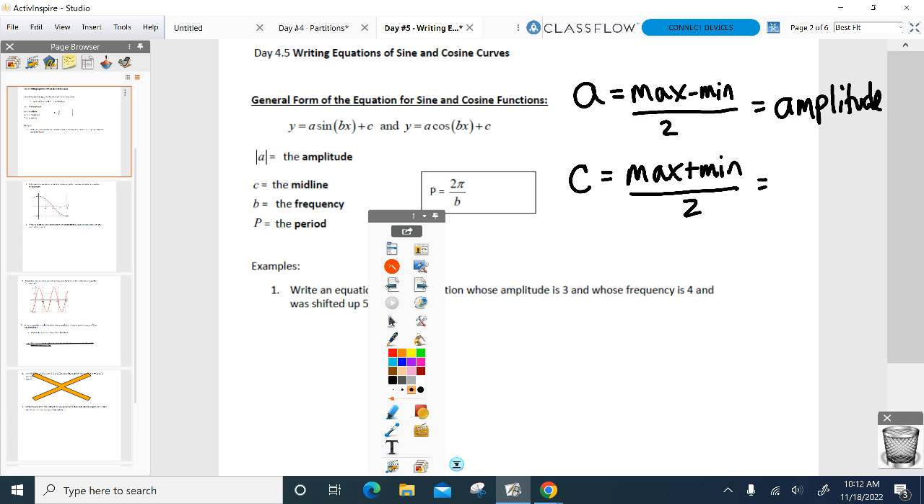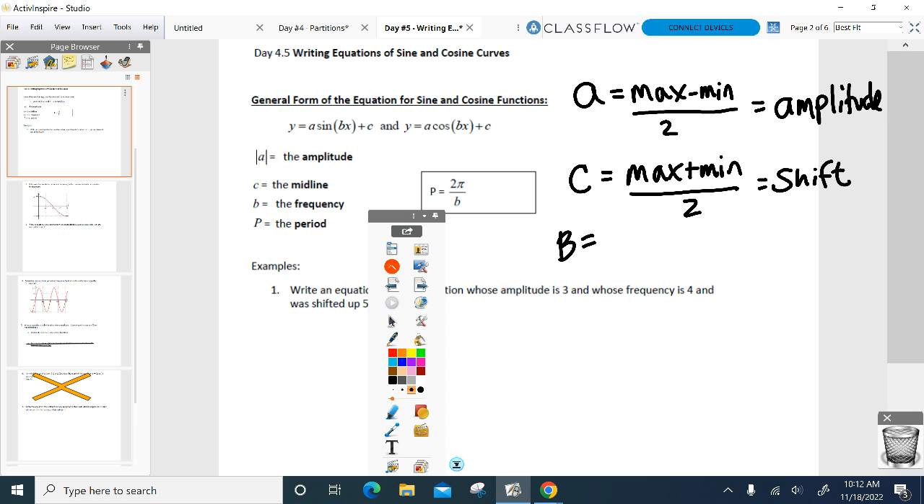The movement, or yeah, the shift. Shift, yes. So anytime I'm given a shift, that's my C value. All right, now we're in a sticky situation when we go to B. I've never given you guys something that says B equals this, never.